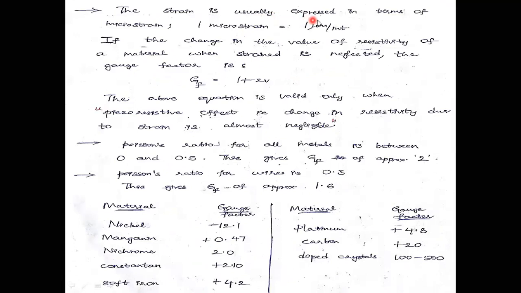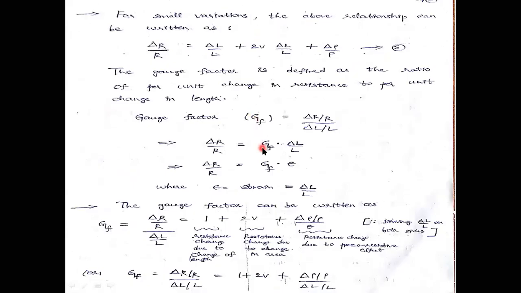And the strain is usually expressed in terms of microstrain. 1 microstrain is equal to 1 micrometer per meter. If the change in the value of resistivity of a material when strained is neglected, then for the gauge factor, I am going to omit this term.